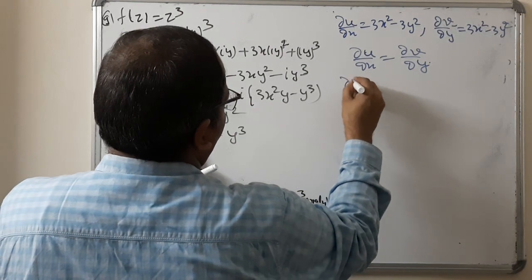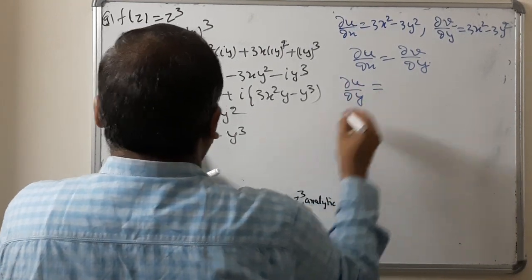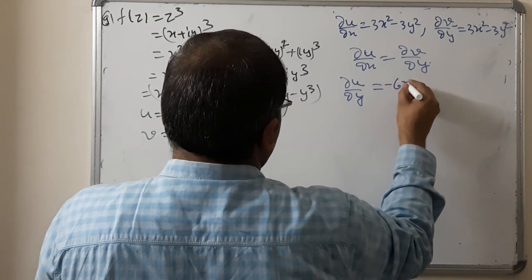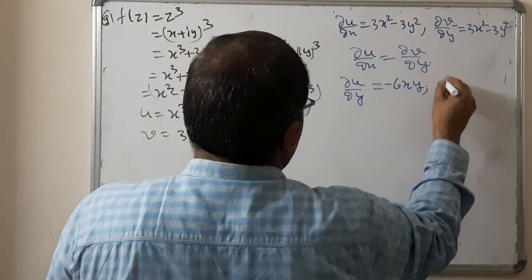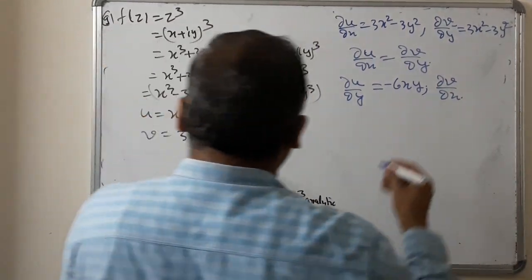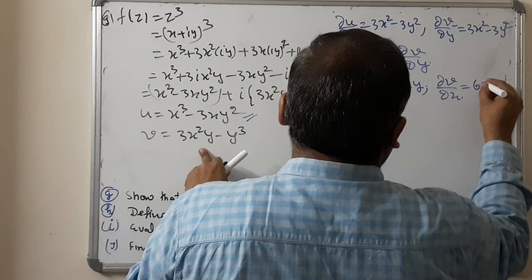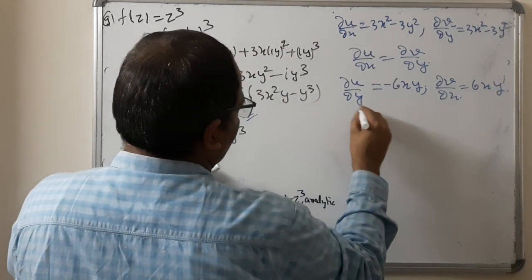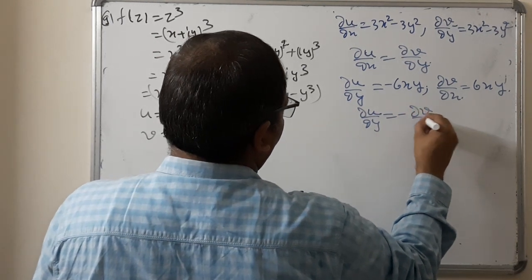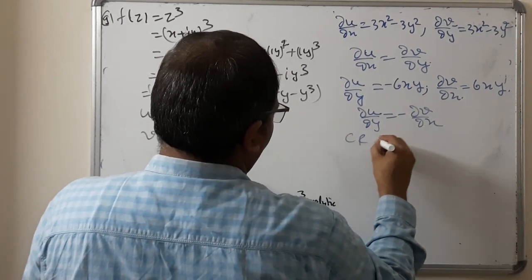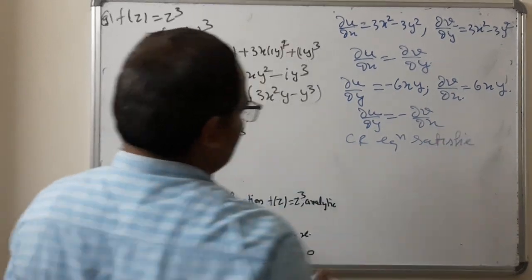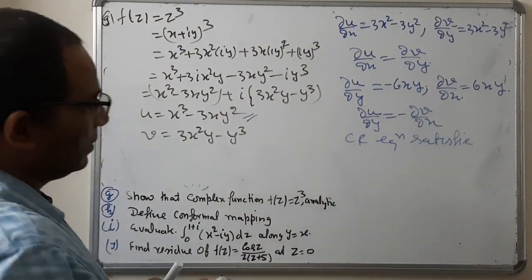Now find out del u upon del y. What is del u upon del y? Del u upon del y is minus 6xy. And what is del v upon del x? Del v upon del x is again 6xy. You can see del u upon del y is equal to minus of del v upon del x. So the CR equation is satisfied.